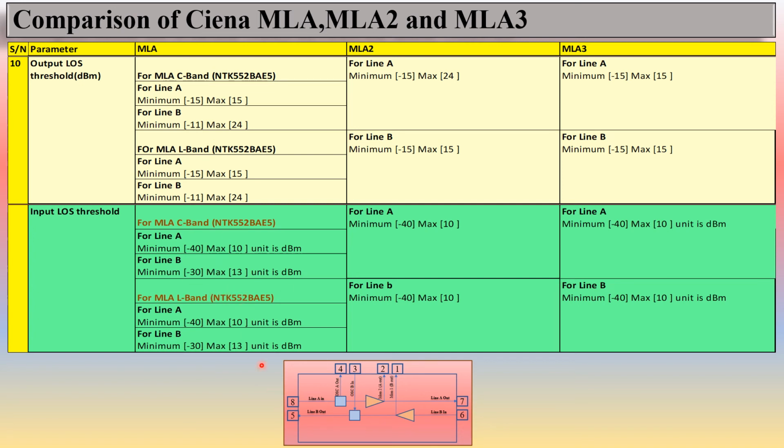So this is all about the minimum and maximum range for input loss threshold, and the same applies to the output loss threshold. In case of MLA2 for line A, the minimum is -40 and the maximum is 10. So the range for line A in MLA2 is -40 to 10, and for line B the same range. For MLA3 for line A, the minimum is -40 and the maximum is 10, and for line B -40 to 10. So the input loss threshold is the same for line A and line B for both MLA2 and MLA3. So there is a similarity.